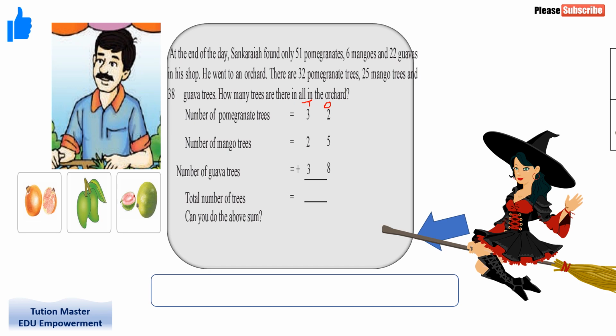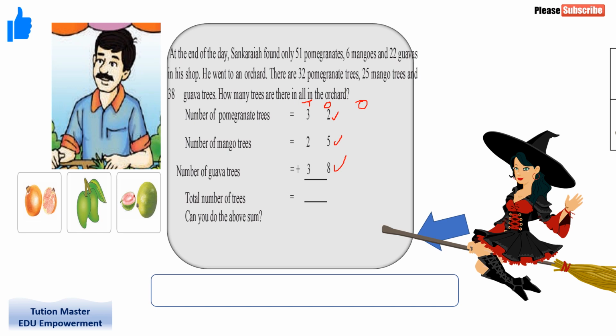Sorry. Now, the number of pomegranate trees is 32. So now, what is the step one I had told? We have to count ones first, right? So in ones, what are the numbers? It is 2 plus 5 plus 8. So now, how are you going to count?